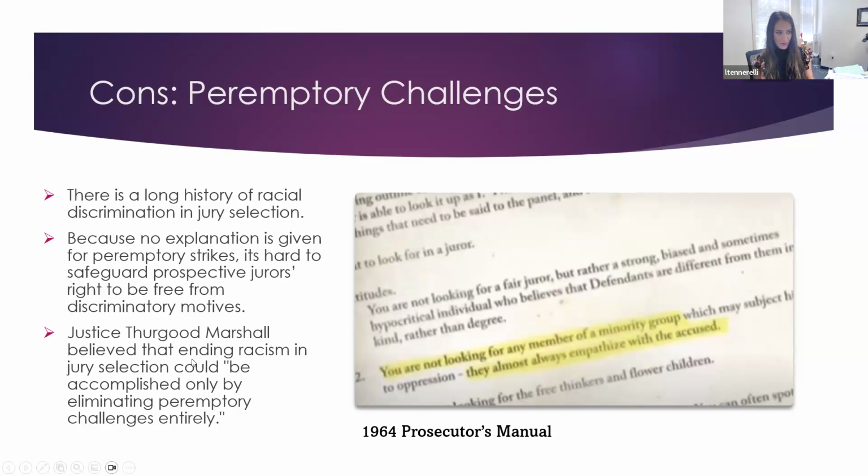Justice Thurgood Marshall believed that ending racism in jury selection could be accomplished only by eliminating peremptory challenges entirely. And some states have done that.